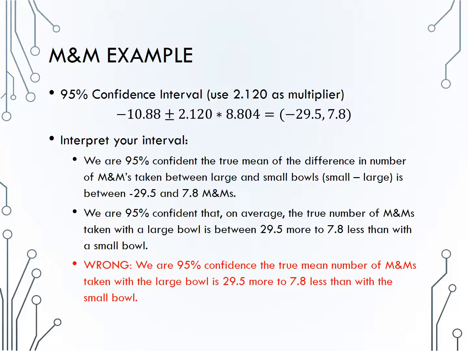If you said we're 95% confident that the true mean number of M&Ms taken with a large bowl is 29.5 more to 7.8 less than with a small bowl, that would be incorrect. That is the example of an independent groups interpretation. And so we want to make sure that we're talking about a mean of differences, or that the difference for an individual is within this interval on average.